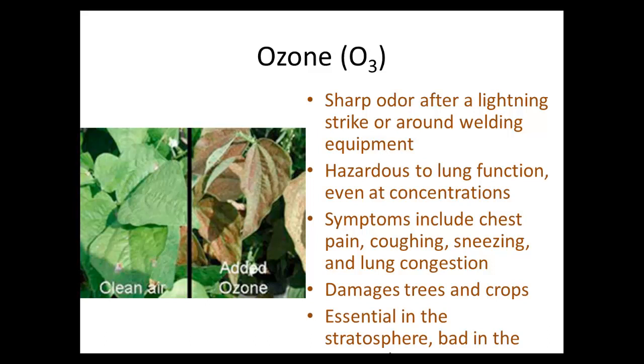Ozone is one of the main components of photochemical smog, and it has a sharp odor, like you get after a lightning strike or around welding equipment. It's hazardous to lung function, even at low concentrations. Its symptoms include chest pain, coughing, sneezing, and lung congestion. It damages trees and crops, so there's an economic loss there. Keep in mind, ozone is essential in the stratosphere, but it's bad in the troposphere.